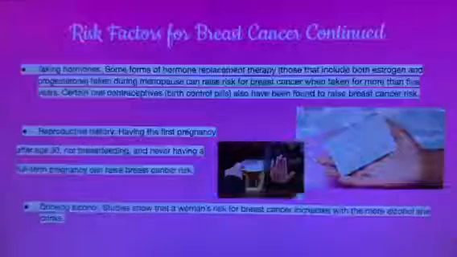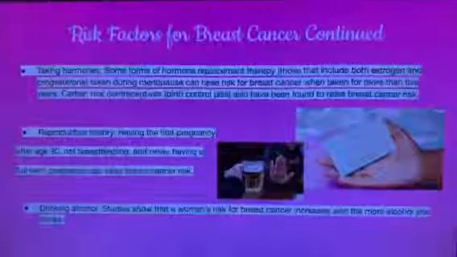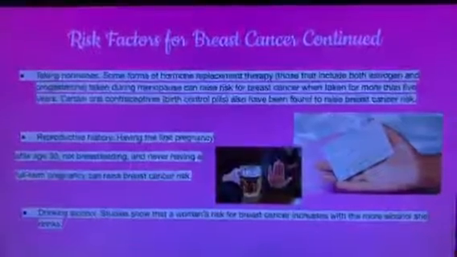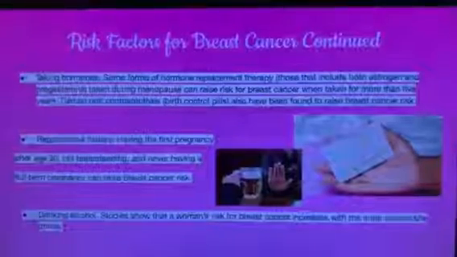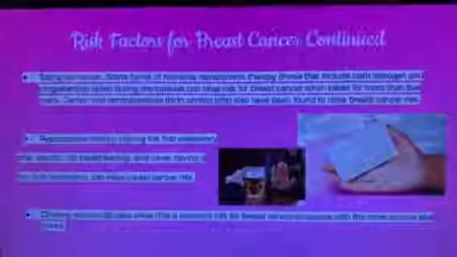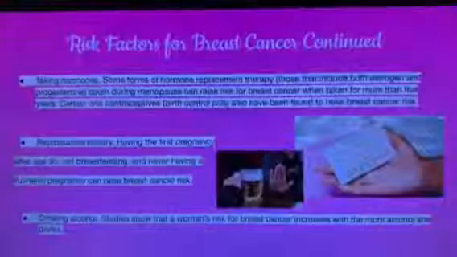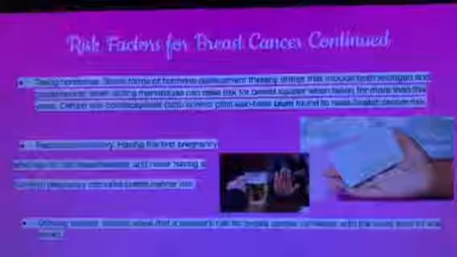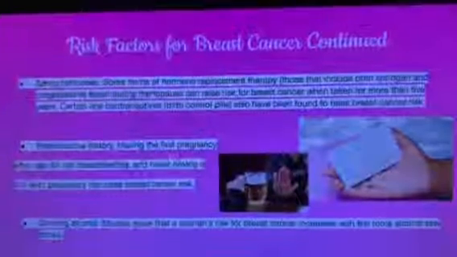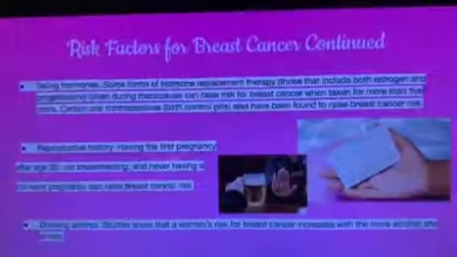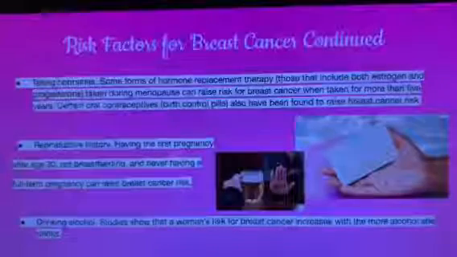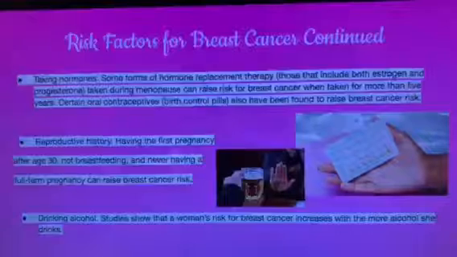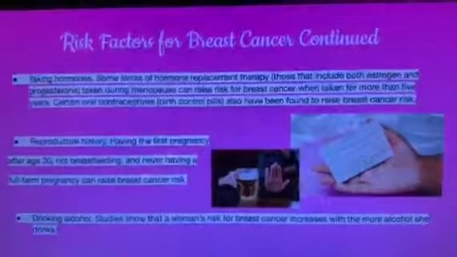Some forms of hormone replacement therapy, those that include both estrogen and progesterone, taken during menopause can raise risk for breast cancer when taken for more than 5 years. Certain oral contraceptives, such as birth control, have also been linked to raised breast cancer risk. Reproductive history. Having the first pregnancy after age 30, not breastfeeding, and never having a full-term pregnancy can raise breast cancer risk as well. Finally, drinking alcohol. Studies show that women's risk for breast cancer increases the more alcohol she drinks.